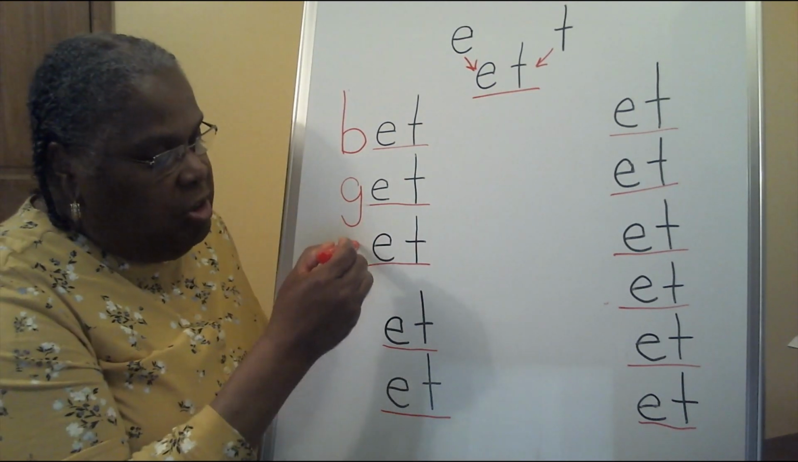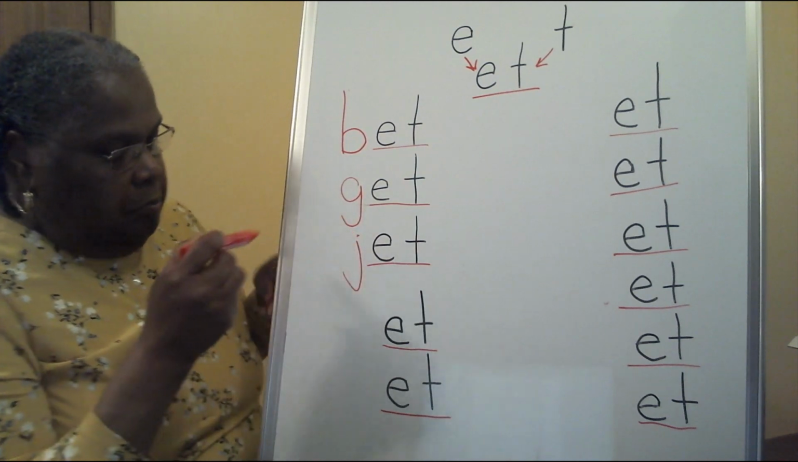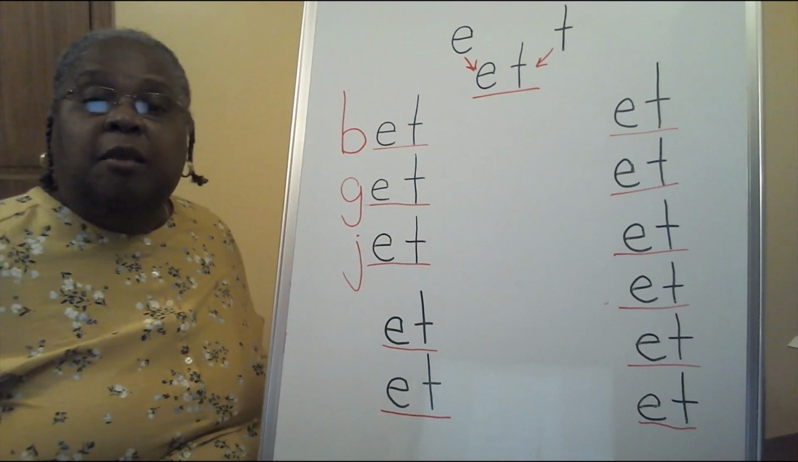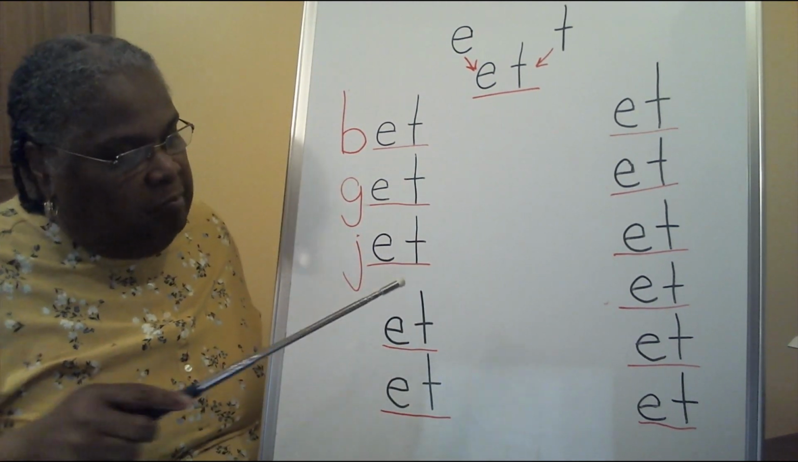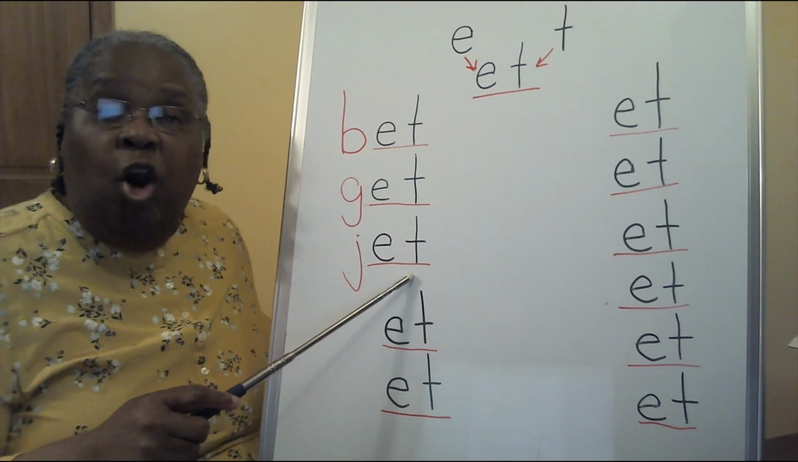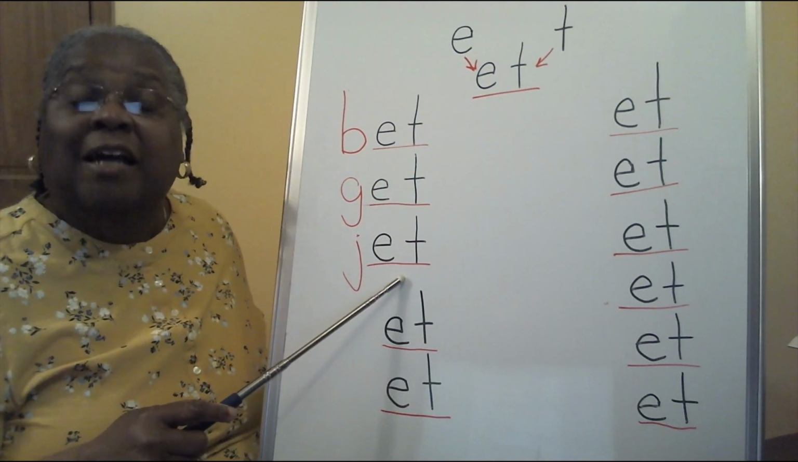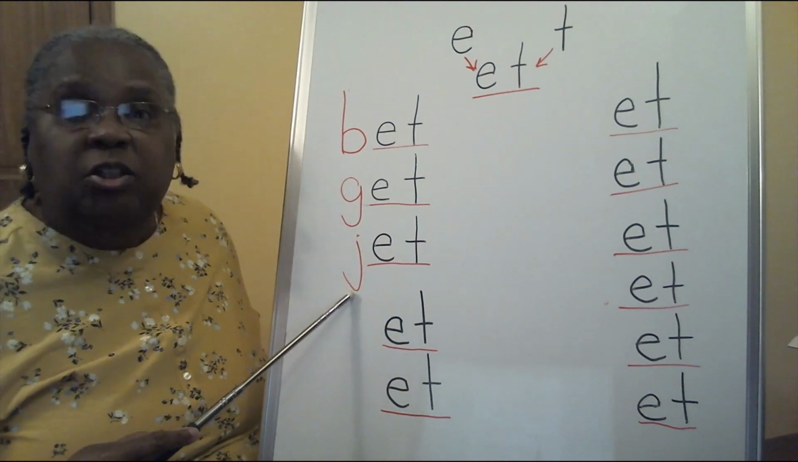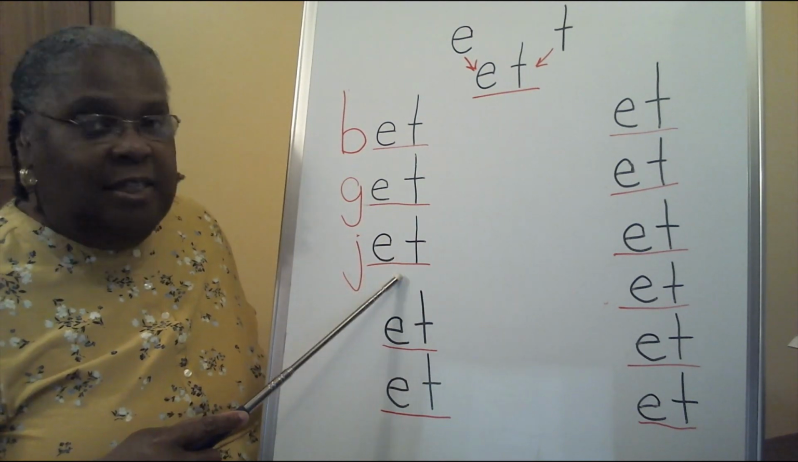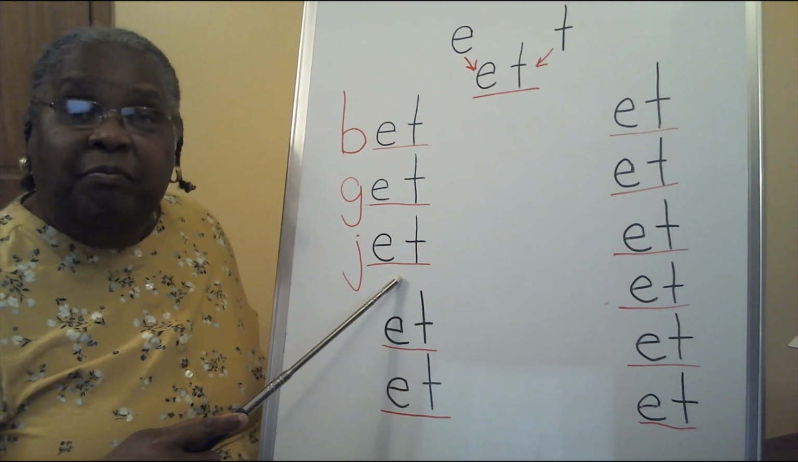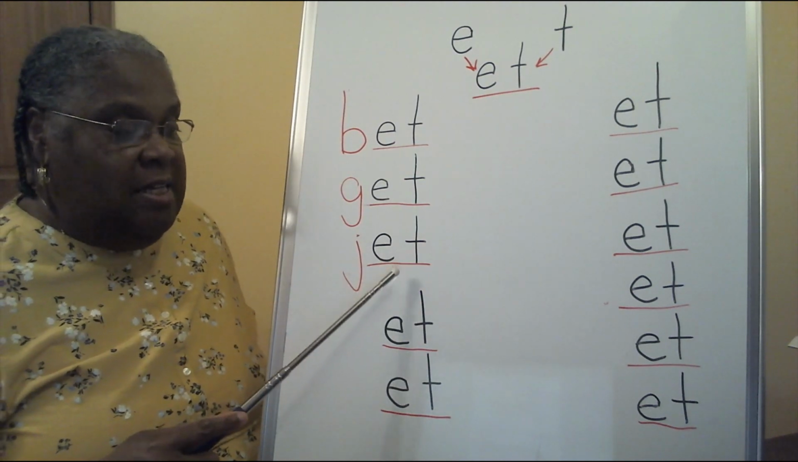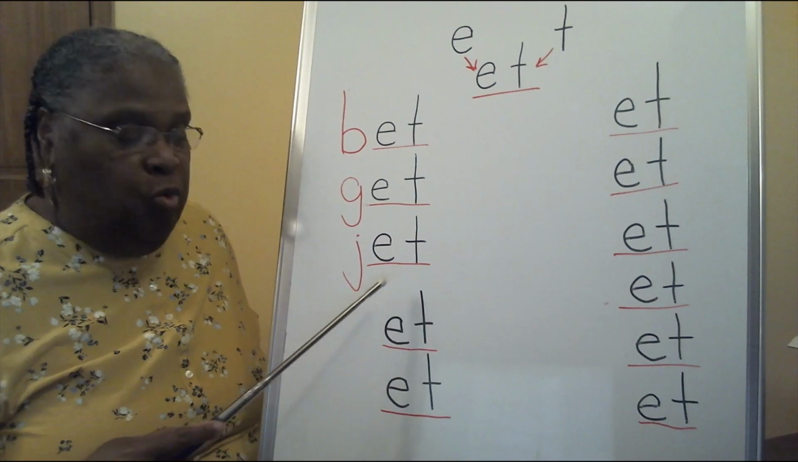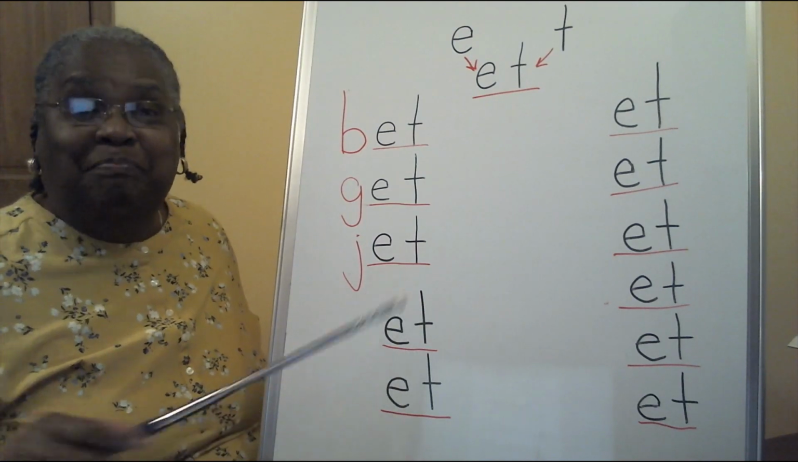When we put the letter J at the beginning of the blend et, we form the word jet. Let us sound out the word together. Say the J sound, j. Say the sound of the blend, et. Now say the J sound and the sound of the blend together smoothly, jet.